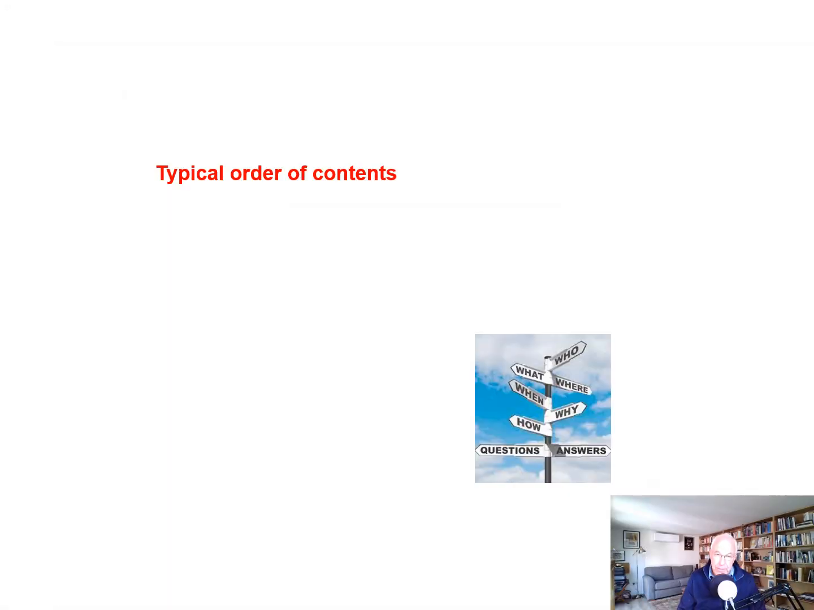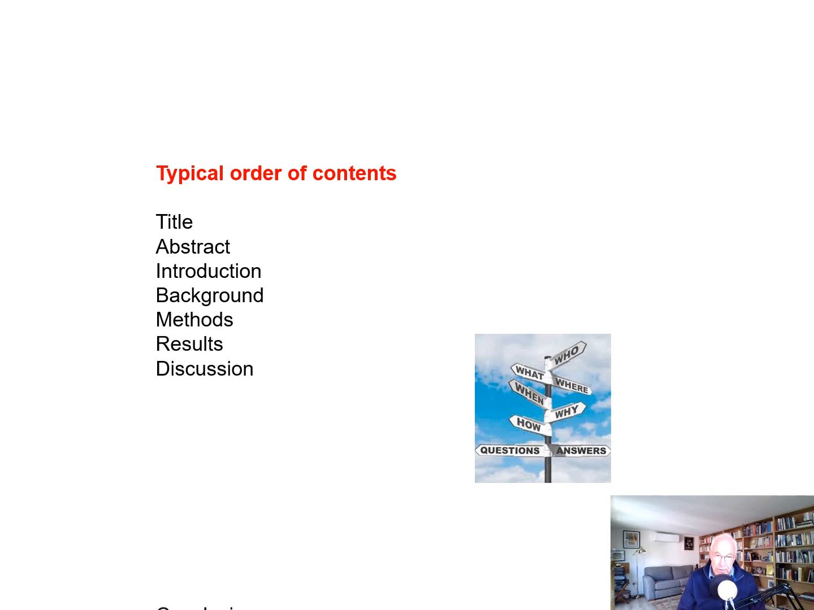I've already referred to this, but a typical order of contents before we delve into more detail looks as follows: title, abstract, introduction and background. These may be run together. The method section, results, discussion, conclusion, and of course the references.